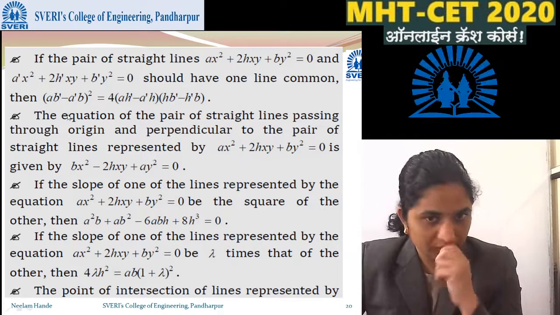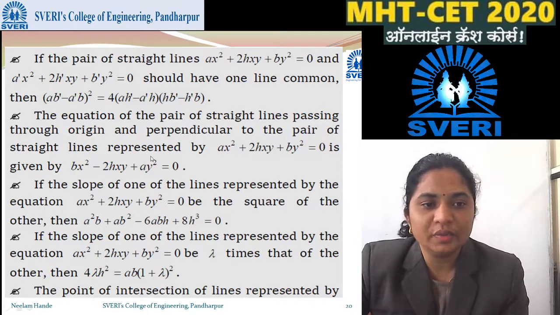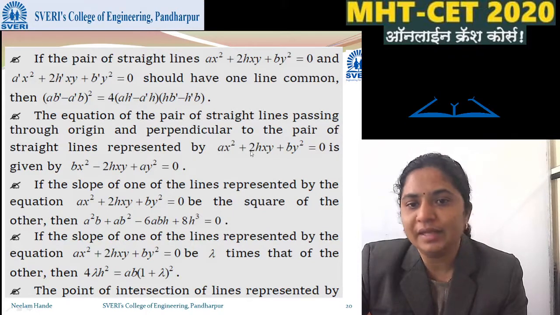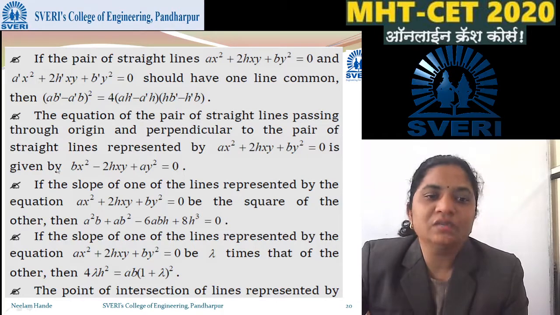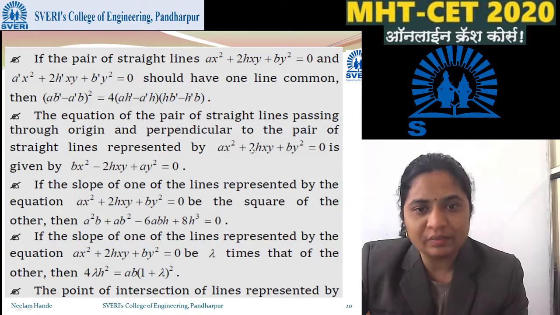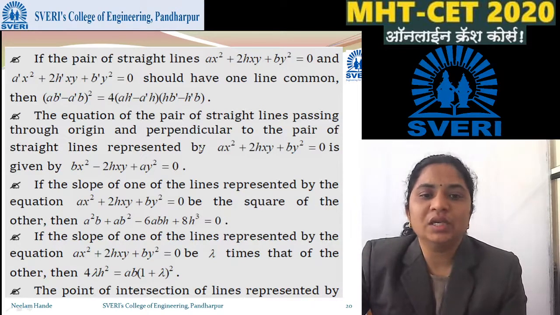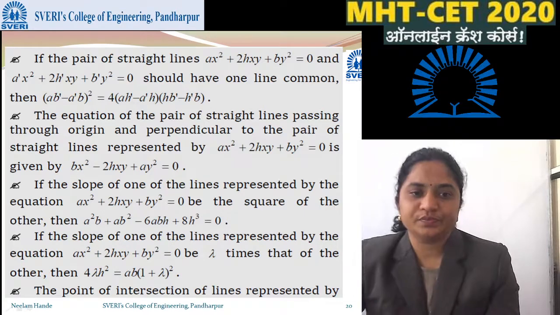This one is important. The equation of the pair of straight lines passing through the origin and perpendicular to the pair of straight lines represented by ax square plus 2hxy plus by square equal to 0 is given by again changing the roles of a and b, with a negative sign in between. So it is bx square minus 2hxy plus ay square equal to 0.